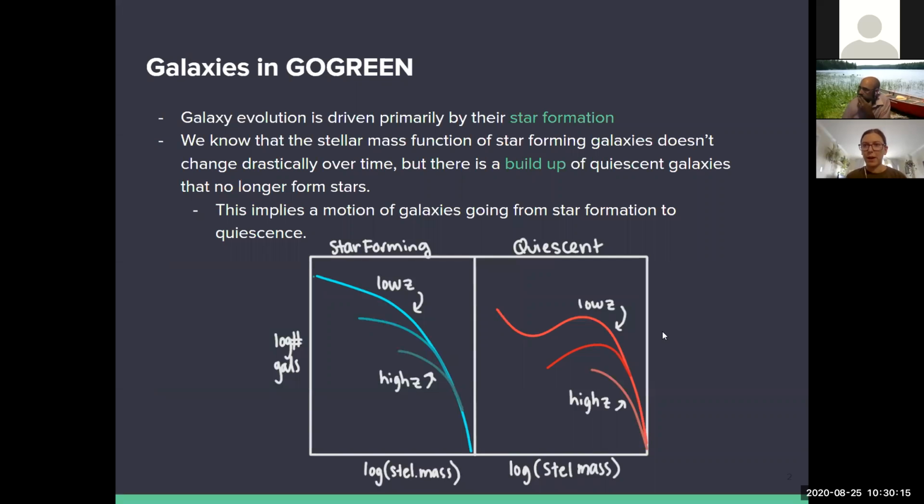So this is just a little recap of stuff that Adam mentioned yesterday. We know that galaxy evolution is driven by their star formation. And as shown in these diagrams here, we know that the stellar mass function of the star-forming galaxies doesn't change as much over time as the quiescent ones do. So we do see a buildup of quiescent galaxies. And so this implies that there is a motion that is turning these star-forming galaxies into quiescent ones where they're no longer forming stars. And so this is the transition that we're trying to look at when we're talking about these transition galaxies. It's trying to capture those galaxies that are kind of in the middle.